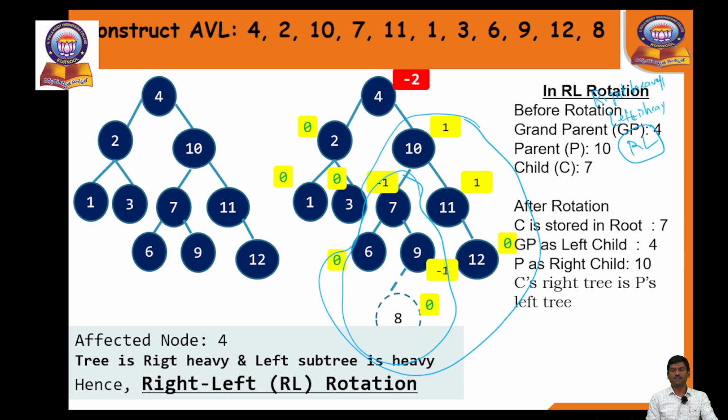So the values of C, GP, and so on are being considered. Within this case, we can say C is the root. That is, this is the GP. Start from the node that has been affected. This is GP, this is P, and here this is C, and this is the right subtree and the left subtree of your C. So based upon these values, after rotation, C is stored as root, GP is stored as the left child, P is stored as the right child of the root node, and C's right tree is attached to P's left tree, and C's left tree is placed as GP's right tree.